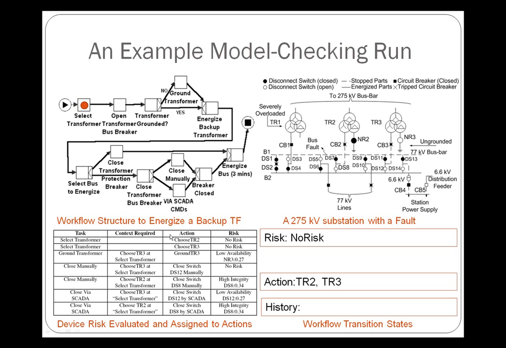A subset of actions possible at any given task along with their given risks is calculated by the network analysis tool and is given in the table on the lower left. The security risk of a particular recovery procedure is calculated by aggregating the risks derived from all the vulnerabilities of each device used in the recovery procedure, as obtained from the network model. This particular run searches for a workflow path that has a low availability risk.